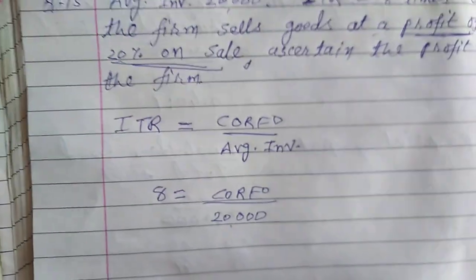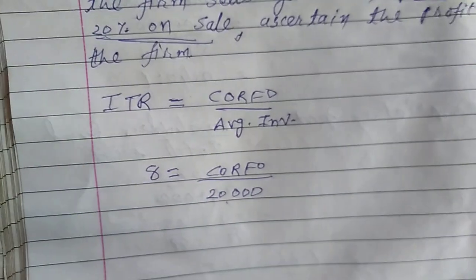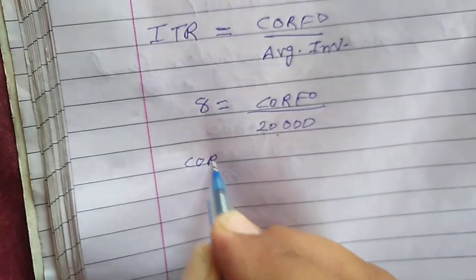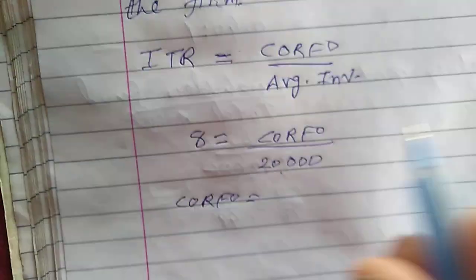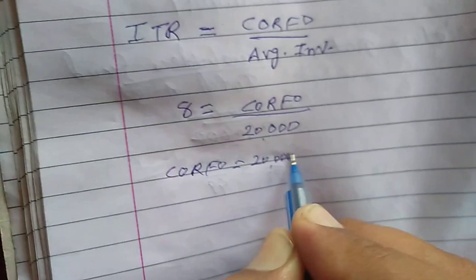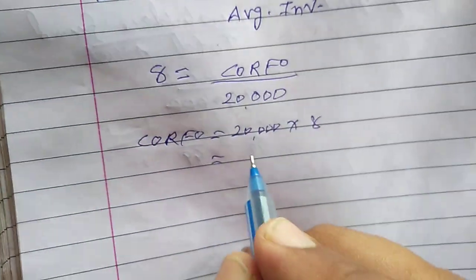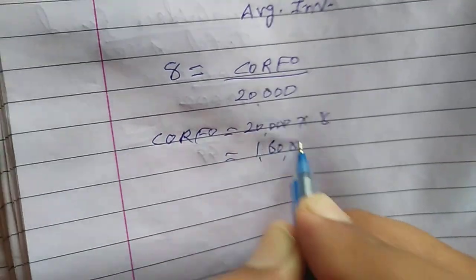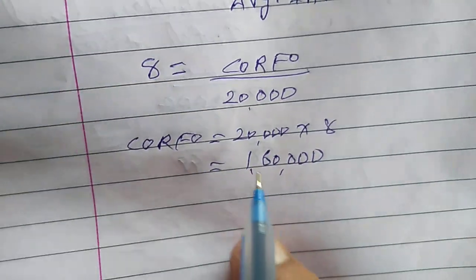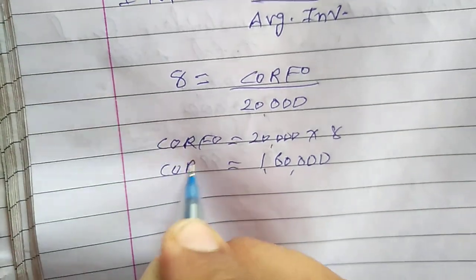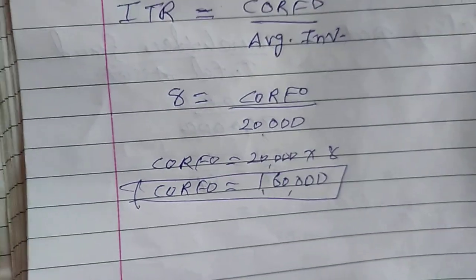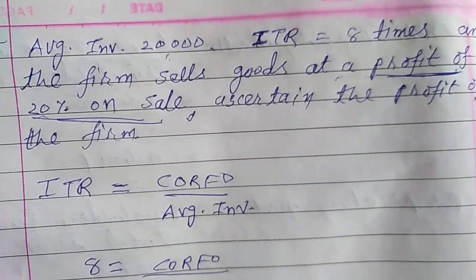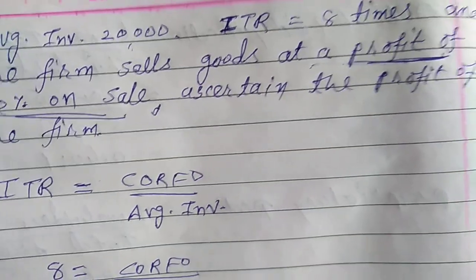Whatever amount is given, first of all we have to put it in this formula. So cost of revenue from operation is equal to, by cross multiplication, 20,000 into 8, which is 1,60,000. So 1,60,000 is the cost of revenue from operation. We have found the cost, but we require the profit of the firm.